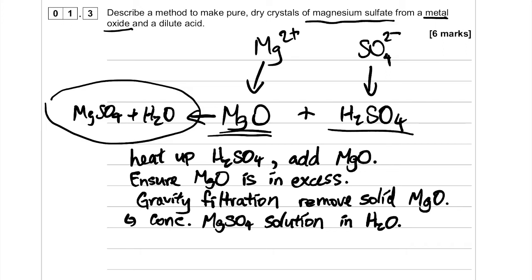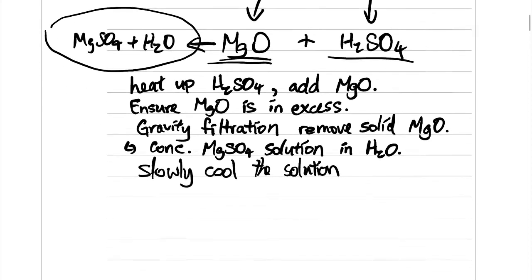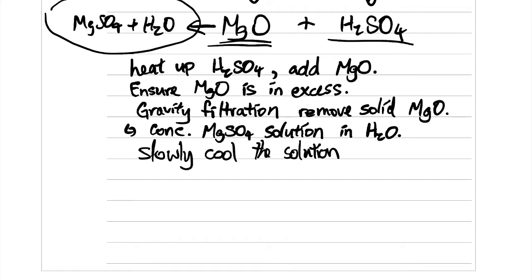Luckily, magnesium sulfate is crystallizable. It can be crystallized from just letting the solution cool down gently. So you want to slowly cool the solution, and that would give you an even more concentrated solution of magnesium sulfate until it crystallizes.